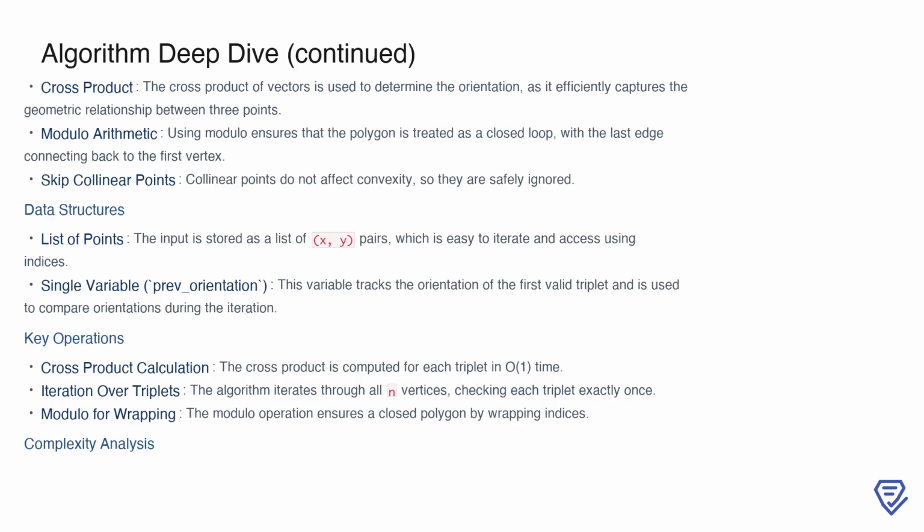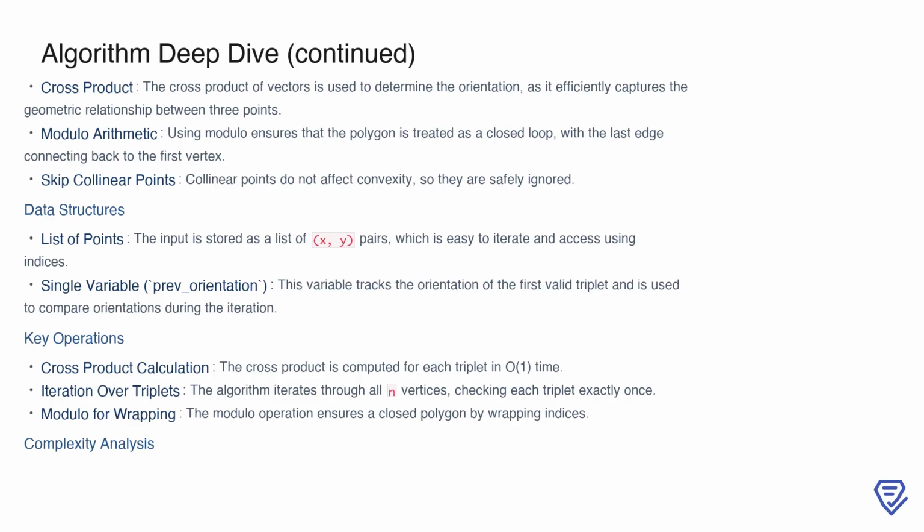To implement this algorithm, we rely on simple data structures. The input is a list of points, stored as x, y pairs, which makes it easy to iterate through the vertices. We also use a single variable, prev_orientation, to track the orientation of the first valid triplet. This reduces memory overhead and keeps the implementation efficient.